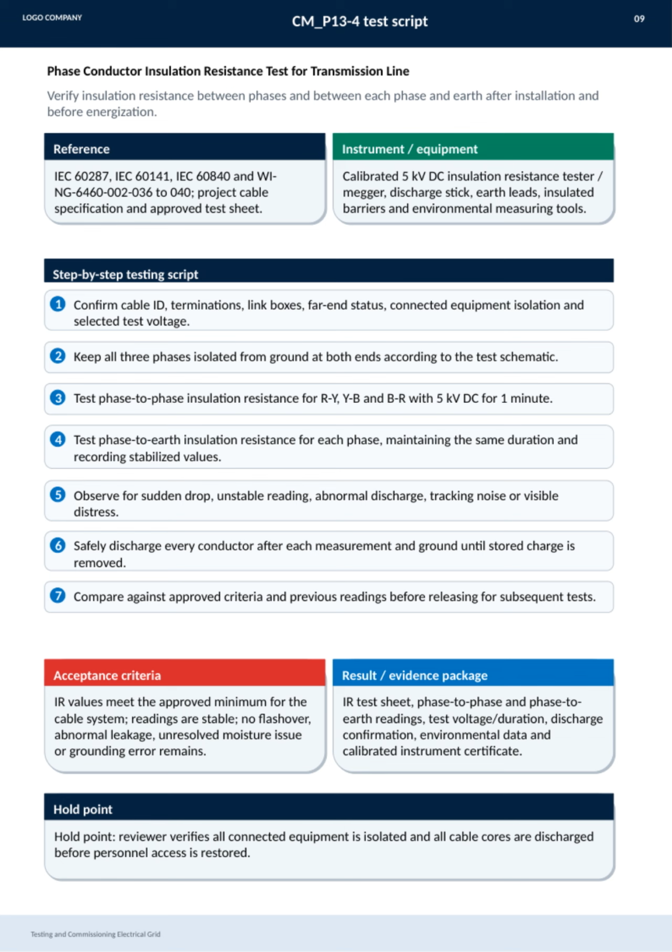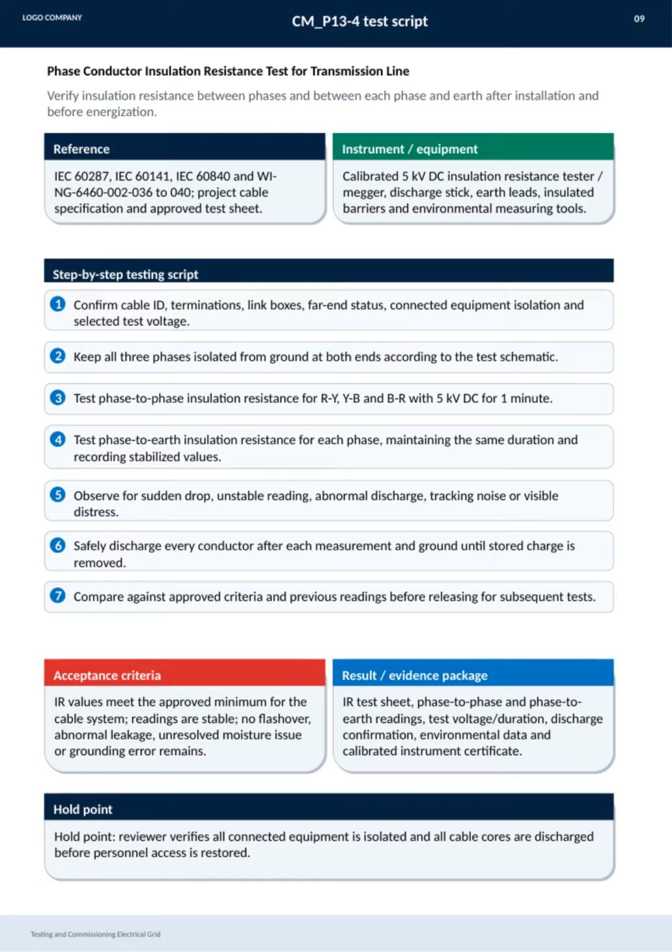The testing process involves several steps. First, we confirm the cable identification, terminations, and isolation status of connected equipment. Then, we keep all 3 phases isolated from ground as per the test schematic. Next, we measure phase-to-phase insulation resistance between RY, YB, and BR using 5 kV DC for 1 minute, followed by phase-to-earth tests for each phase under the same conditions, recording stable values.